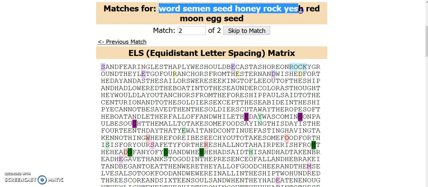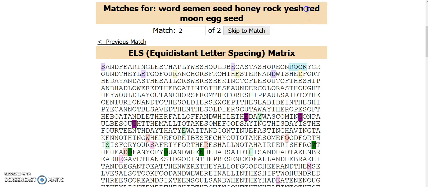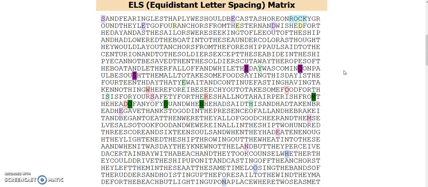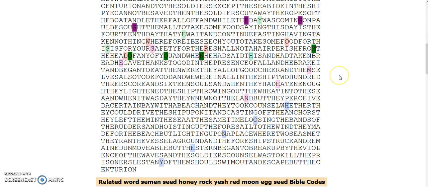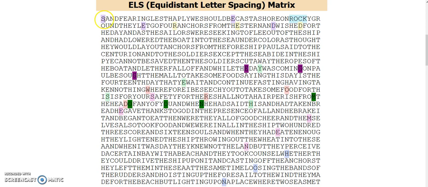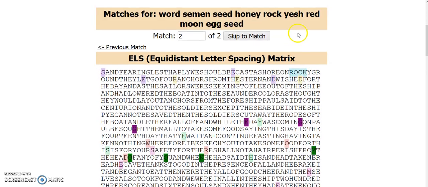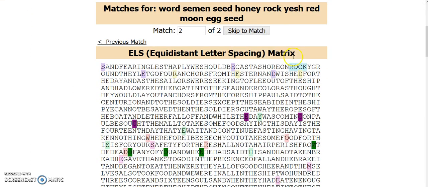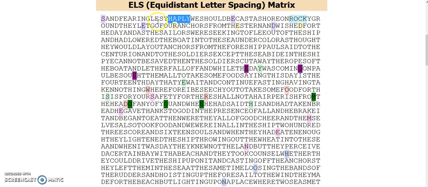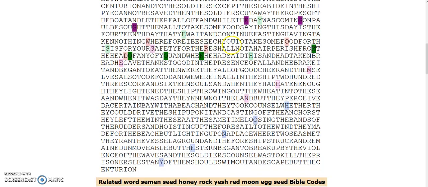And so the terms that I added to this table are the words red, moon, egg, and seed. And so you can see the word seed is coming up here at the top. I actually had that word originally. It was coming up where you have the word rock and where you have the word happily, which I believe is a reference to haploid cells.